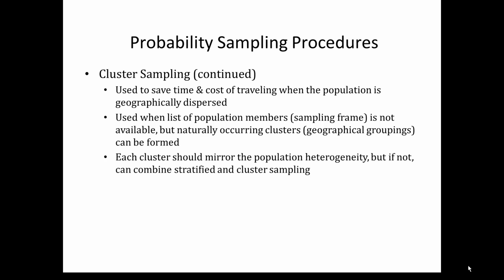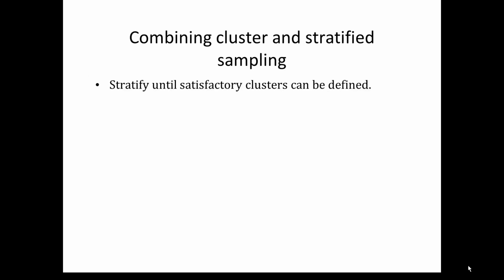But in that case, you can combine stratified and cluster sampling to arrive at a sample that is both representative, which is the objective of stratified sampling, and efficiently obtained, which is the goal of cluster sampling. Let's see how in the next slide. The basic idea of combining cluster and stratified sampling is that you can stratify the population and then form clusters within each stratum. This way you can get clusters within a stratum that are similar to other clusters, with each cluster mirroring the stratum that it is in.